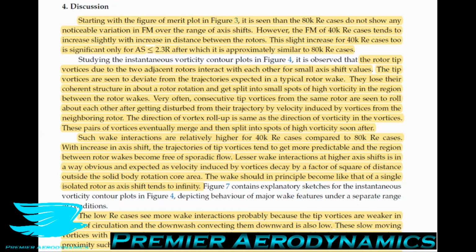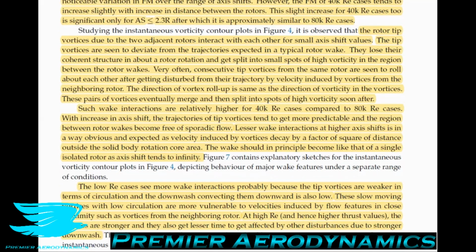And they go on and say such wake interactions are relatively higher for 40,000 Reynolds number cases compared to 80,000 Reynolds number cases. With increase in axis shift, so when you put the two rotors further apart from each other, the trajectories of tip vortices tend to get more predictable and the region between rotor wakes becomes free of sporadic flow. So in other words, they become more independent and they can follow what they're supposed to usually do without too much interference from each other.